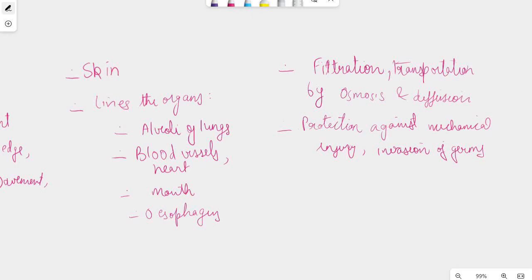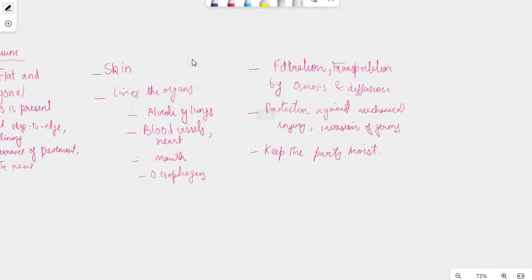And now the last function, they keep the parts moist. That is also a very important function, to keep them from drying up. So in this video we do just what we have covered now. The next 7 types we'll do in the next video.